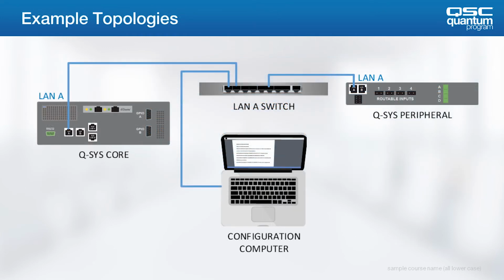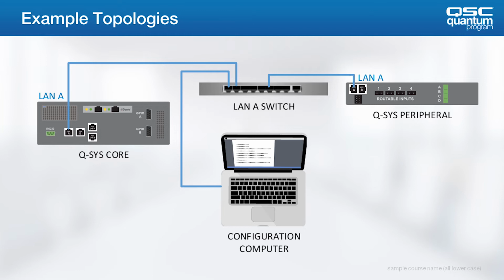Now that we've seen which protocols are supported where and discussed some concerns about the configuration of the network switches, let's look at how these devices get physically plugged into the network to make the magic happen. Here we see the basic network topology for a Q-SYS system. We have a Q-SYS core and a Q-SYS peripheral connected to a network switch. Note that LAN A must be used in this case as the primary Q-LAN network.